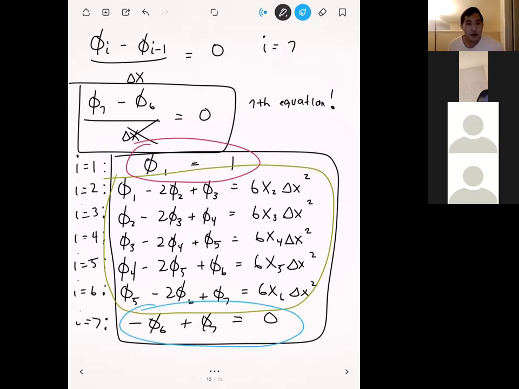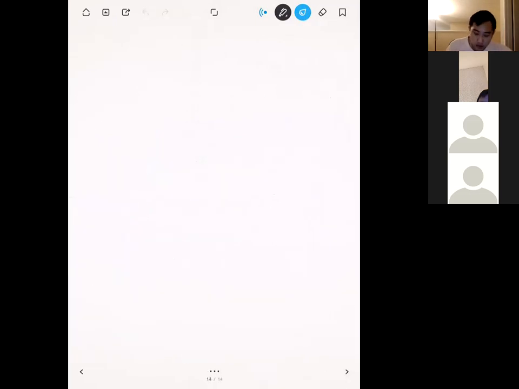All right. So the last thing I'm going to do here before I leave you guys is take these equations and put them in matrix form. So let me go ahead and do that. For our matrix form, we're going to need a 7 by 7 matrix. And so let me write out all the coefficients here.